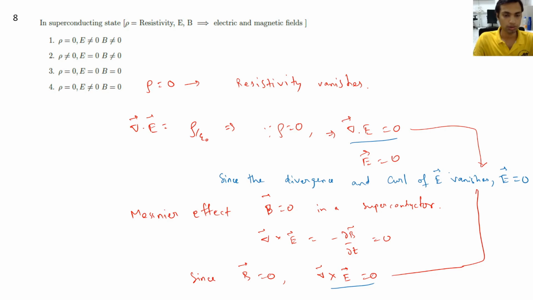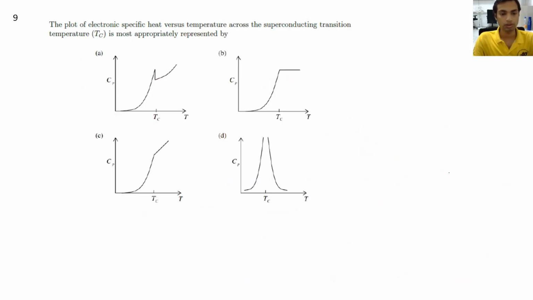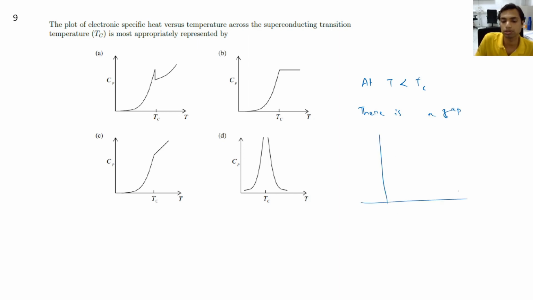Then we go to the next question. The plot of electronic specific heat versus the temperature across the superconducting transition temperature is most appropriately represented by. So here we have to understand the fact that at T less than Tc there is a gap between the superconducting state and the normal state.